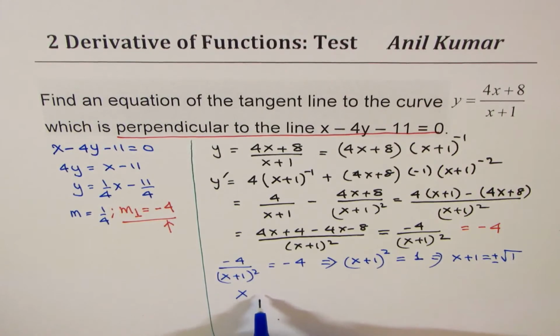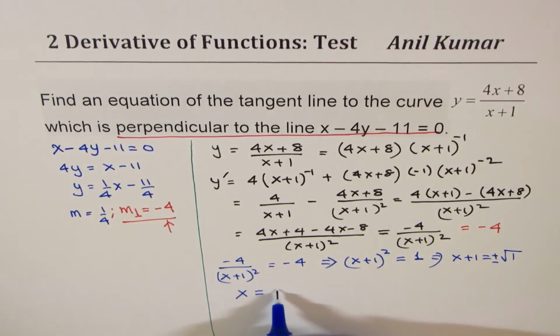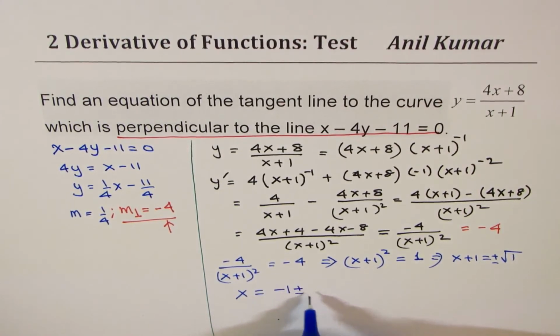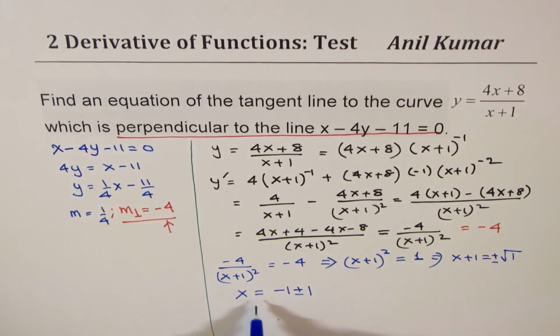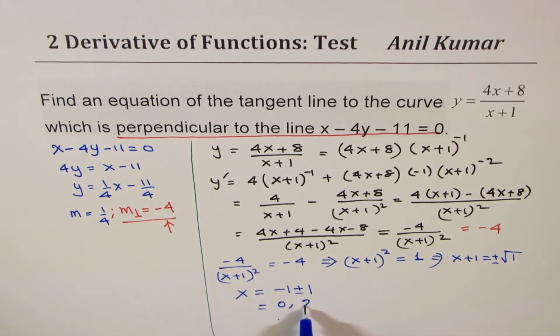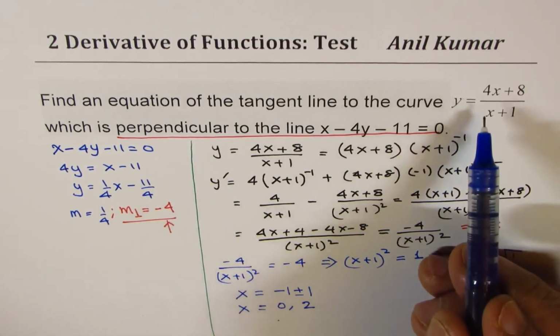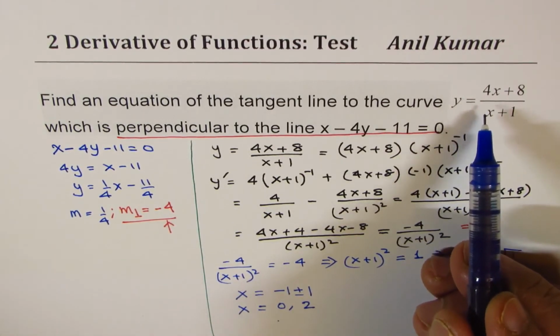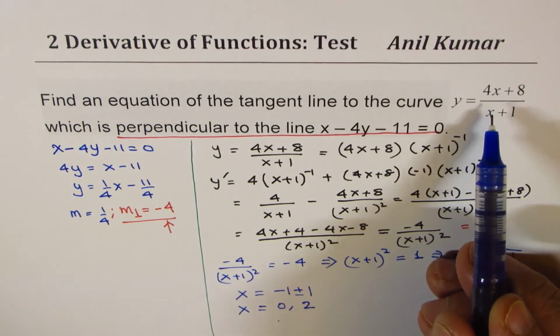So we get x equals minus 1 plus or minus 1. The square root of 1 is that. So we get two values of x, which are minus 1 minus 1, which is minus 2, and minus 1 plus 1, which is 0. So we get a value 0 or we get a value minus 2. So these are the two values of x. Substitute these two values of x to find the value of y. So we'll get the point on the curve, right?